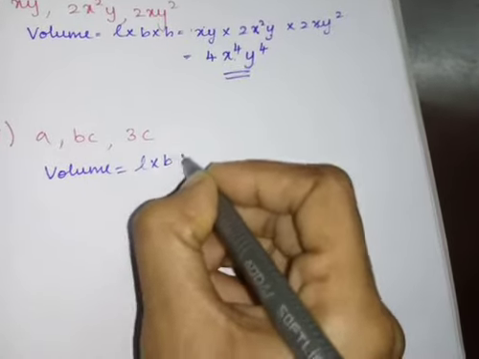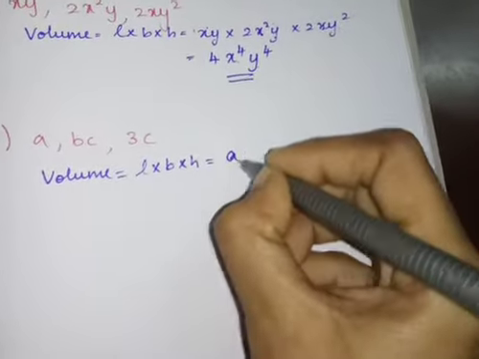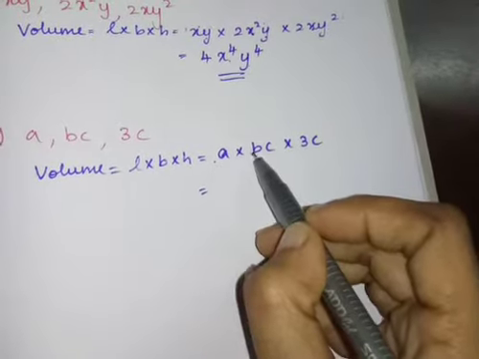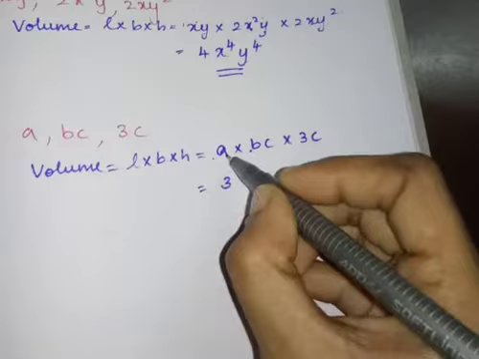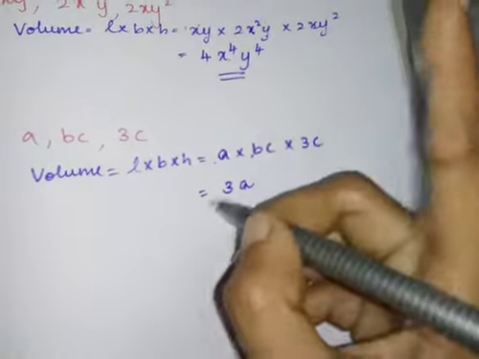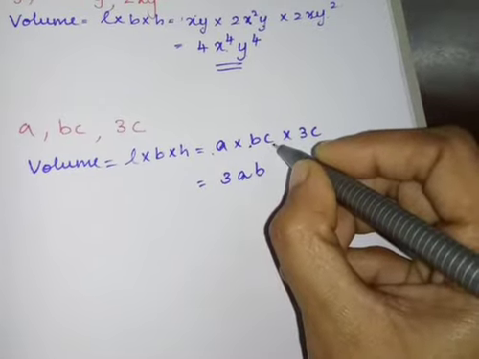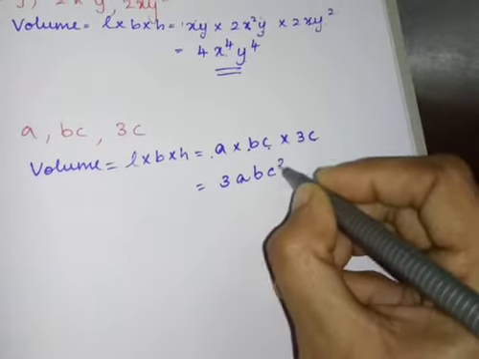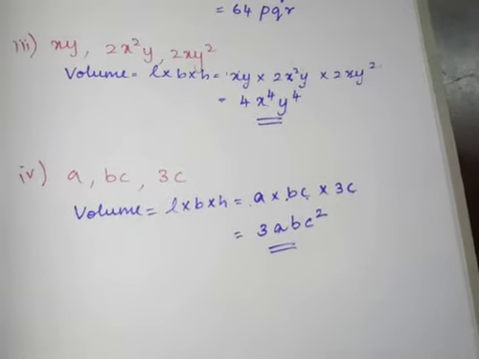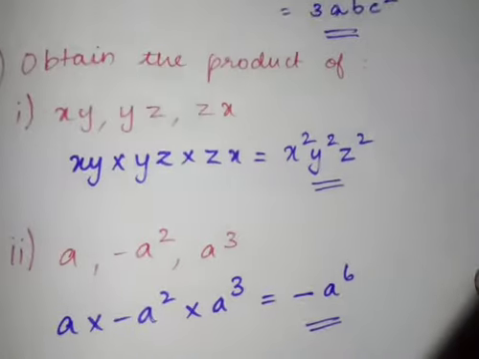Next, volume here. L into B into H. A into BC into 3C. So, 1 into 1, 1. 1 into 3, 3. How many A is there? Only 1 A. Upper A. How many B is there? Only 1 B. So, B. C. How many C is there? C into C, C square. So, 3AB C square is the volume. Understood?